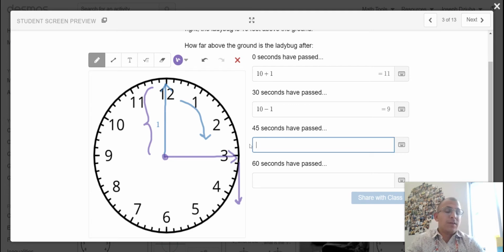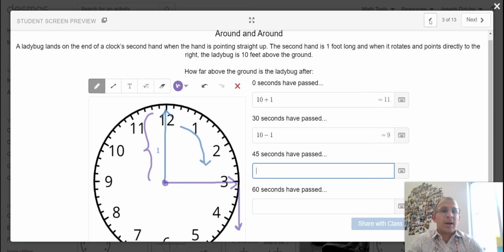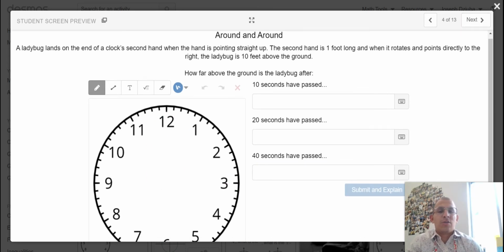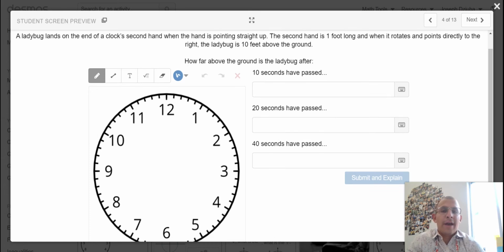And I'm going to leave these final two values for you to work out, in addition to these 3 values that we might need to estimate. So I'm interested to see how you're able to come up with your particular values. How far above the ground is the ladybug after 10, 20, and 40 seconds have passed?